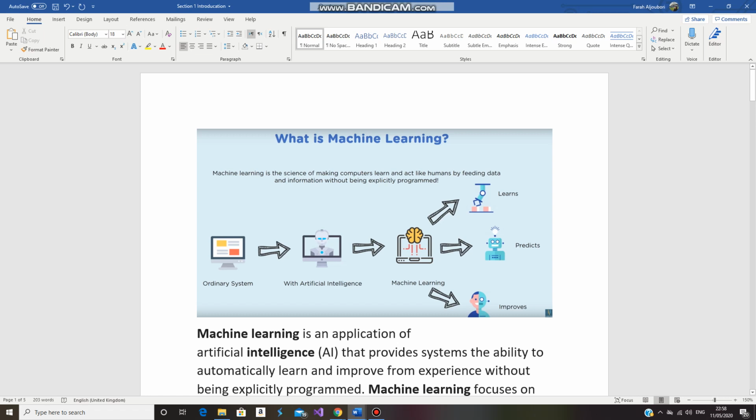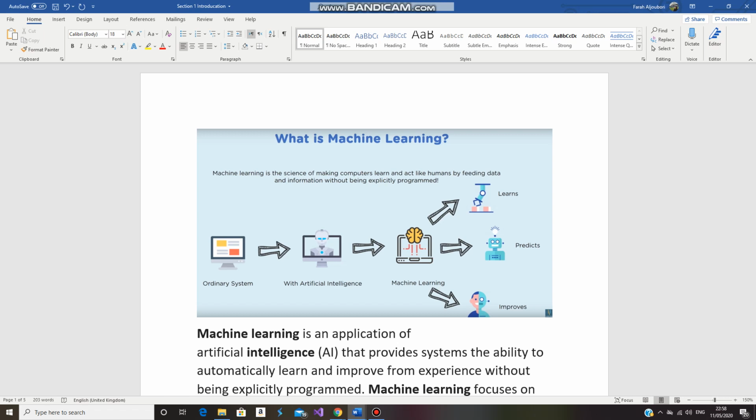Hi guys, today we're going to talk about a new subject: machine learning. It's something so common nowadays, commonly used in this modern life. What is machine learning?